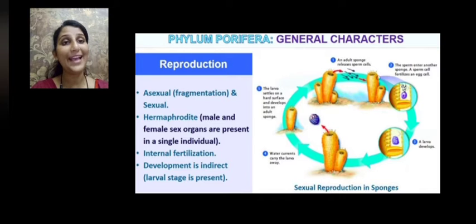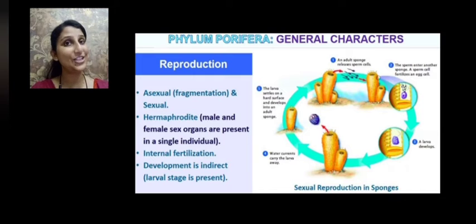What about their reproduction? It can be either asexual or sexual. Asexual is nothing but by means of fragmentation. That means the body divides into fragments, and each fragment develops into an adult. And they are hermaphrodites. What do you mean by hermaphrodites? The male and the female sex organs are present on a single individual. So such bodies are called hermaphrodites.